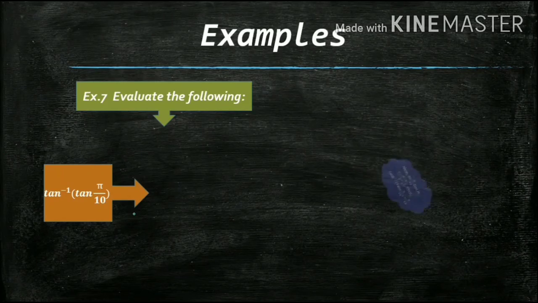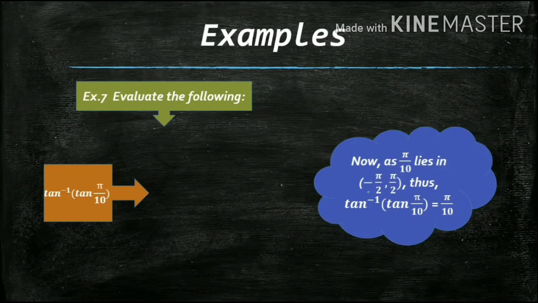What would it be? Again pi by 10, because the domain would be minus pi by 2 comma pi by 2 for the self-adjusting property to hold, and pi by 10 belongs to this only. You could compare that in degrees very easily: pi is 180 degrees, so 180 degrees by 10 is 18 degrees, and 18 degrees belongs to this interval. So tan inverse of tan pi by 10 is pi by 10 only. These are the super easy questions that I just told you directly.